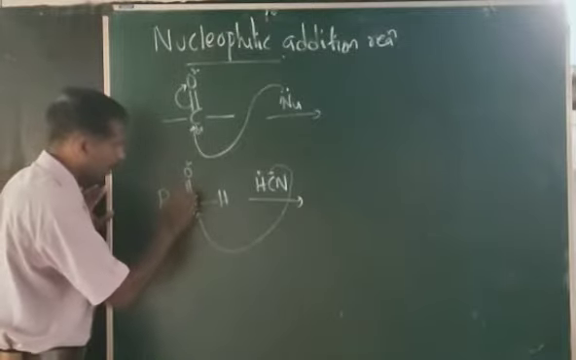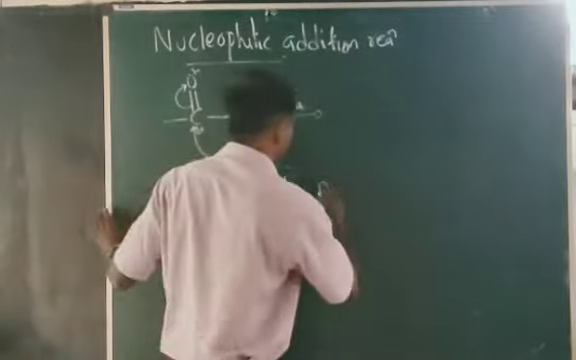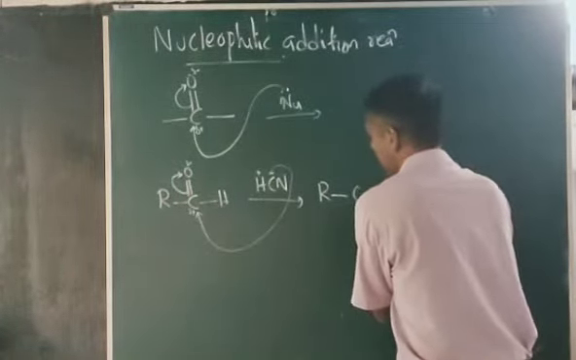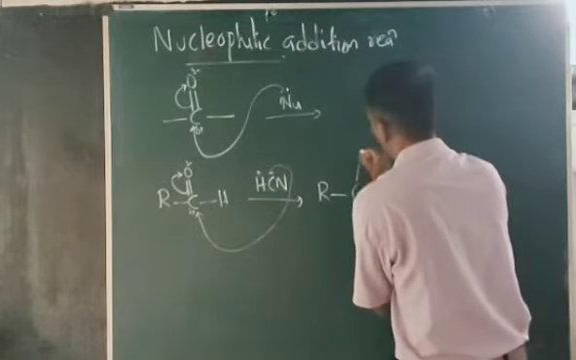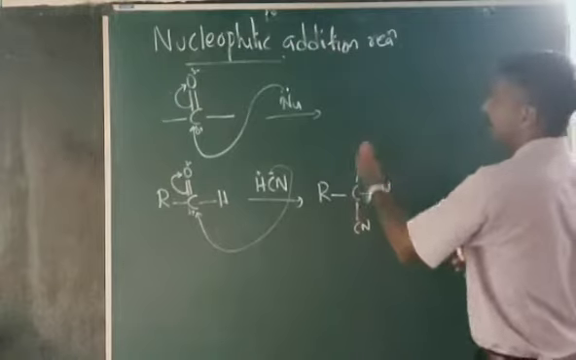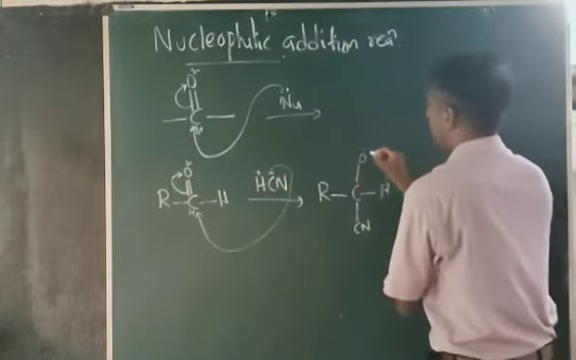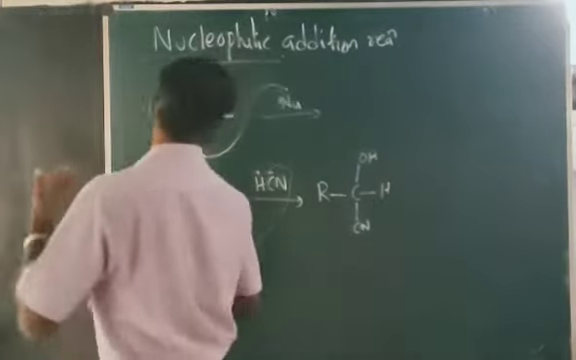Then what will happen to the double bond? One of the bonds will be shifted to oxygen. So we get R, C, here it is H, and here it will come CN, and here it is O minus. Then in the next step, this H plus will join with the O minus and it will change into OH. This is what is called a nucleophilic addition reaction.